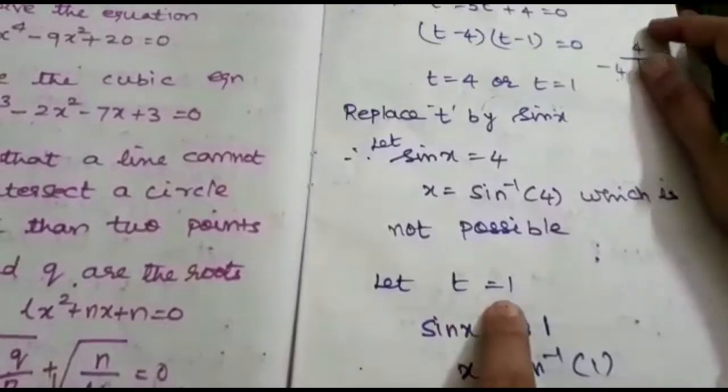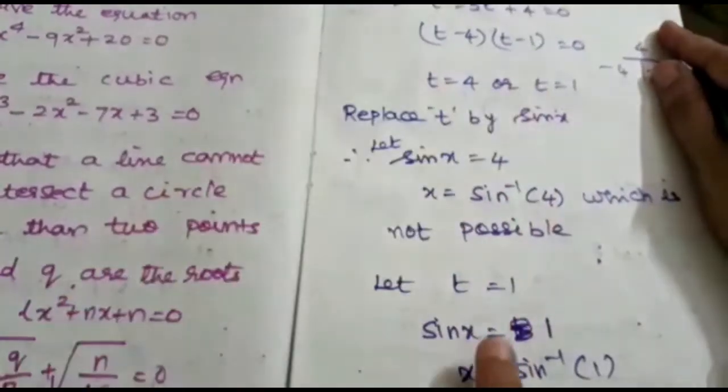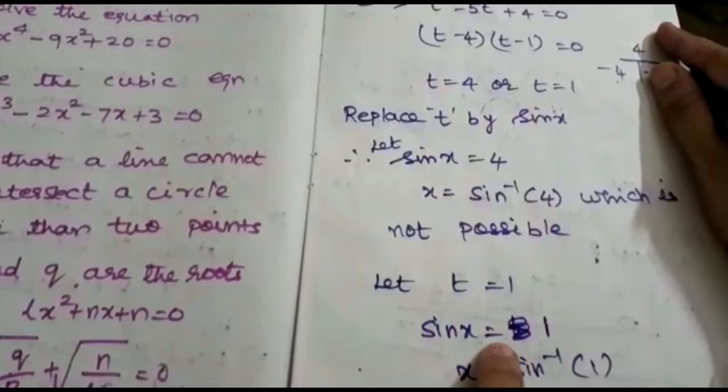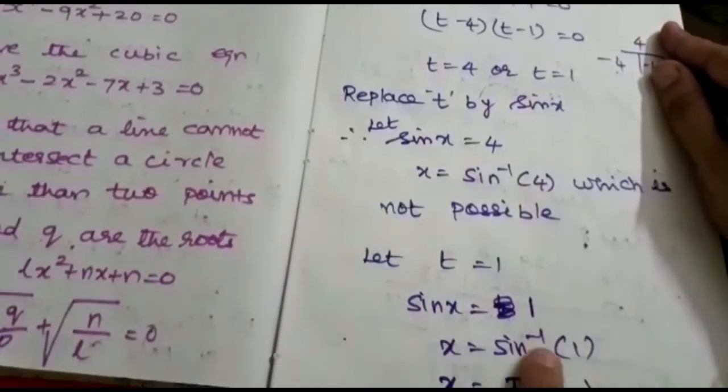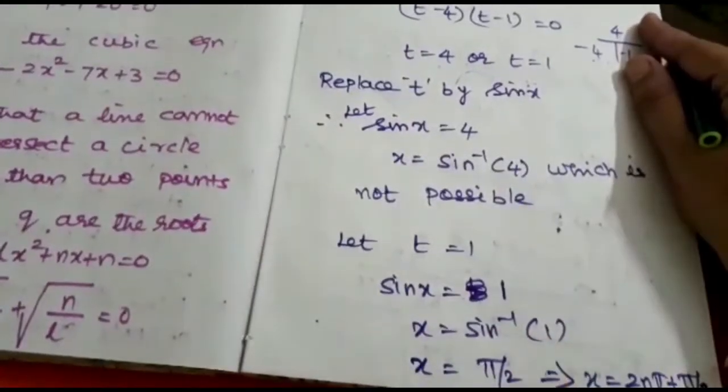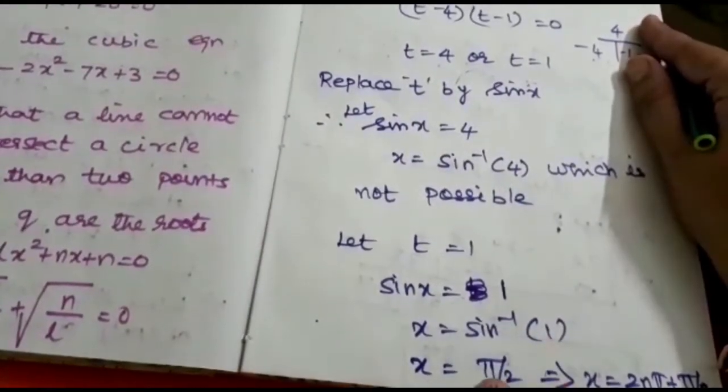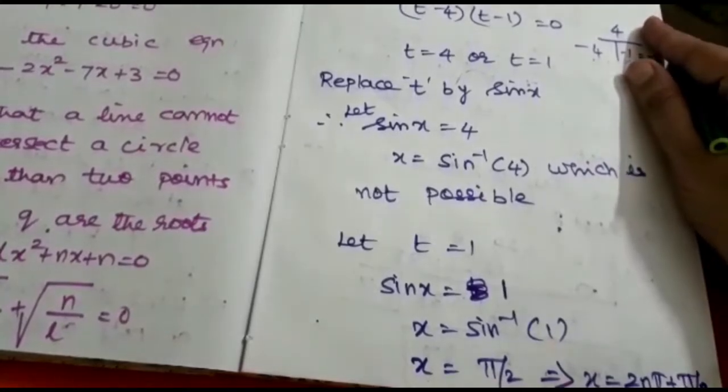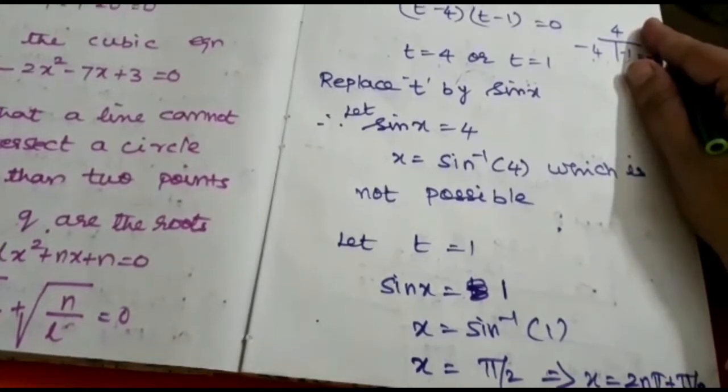Let t is equal to 1 I am going to consider. This case I am going to consider: sin x is equal to 1. So x is equal to sin inverse of 1. So where will you get sin inverse of 1? You will get 1 at pi by 2. So in general case I am writing x is equal to 2n pi plus pi by 2.